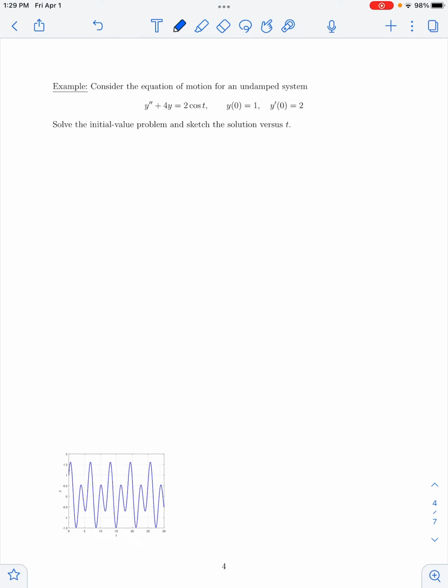So our first step in solving any non-homogeneous equation would be to solve the corresponding homogeneous equation. So let us consider the equation y'' + 4y = 0. And if we look for solutions of the form y = e^(rt), then r satisfies the characteristic equation r² + 4 = 0. And so r would be ±2i.